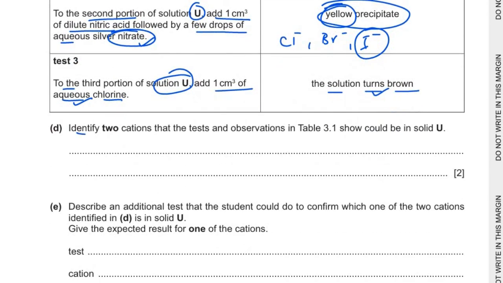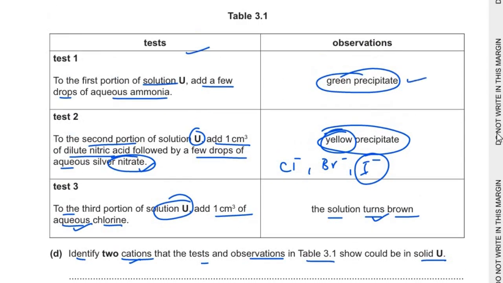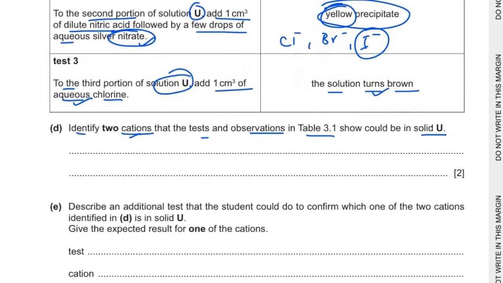Now identify the two cations that the test and the observations in table 3.1 show could be in solid U. Now two cations they are asking. The cation test here is one, that is green precipitates, and let's see what other it is possible. So identify two cations that the test and the observation in table 3.1 show could be in solid U. Now let's check the table of the cation test.